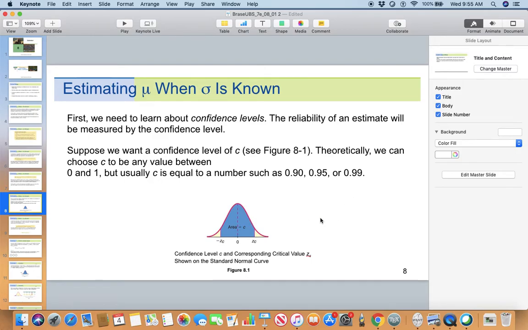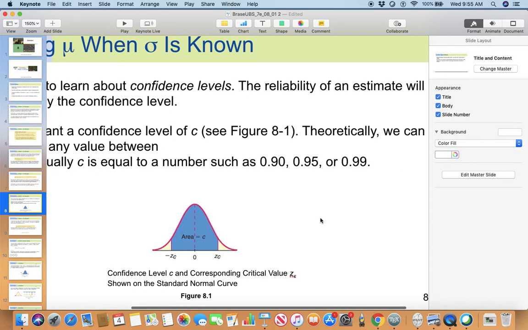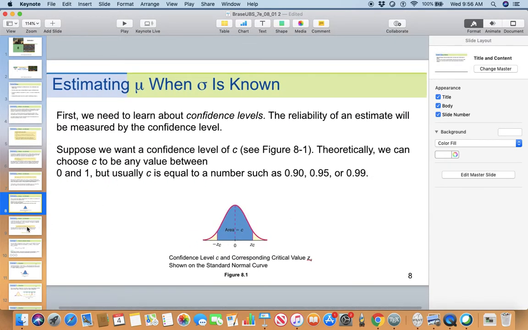So let's look at this picture. Remember this. This is your normal curve, the standard normal curve, centered at 0. You want this probability to be your confidence level C. You need to find that number and its symmetric number. That number is called the critical value. ZC is called the critical value. All right, let's continue.